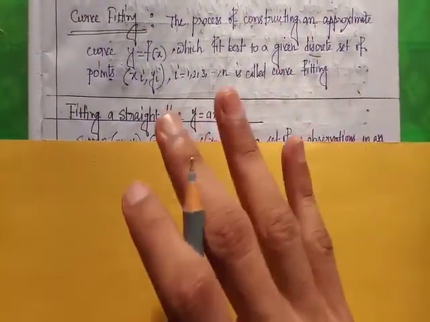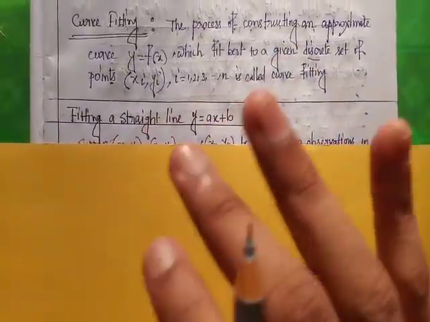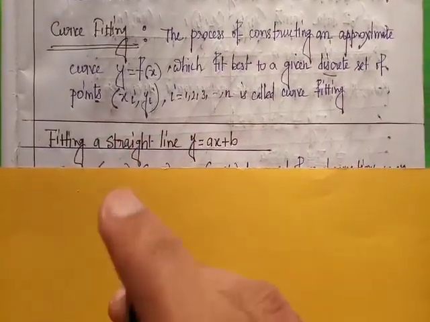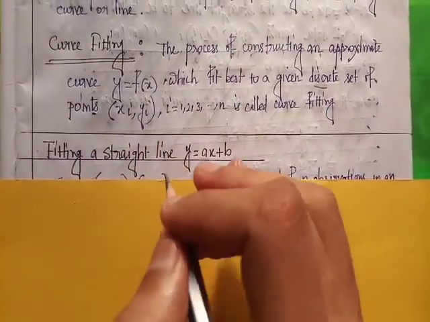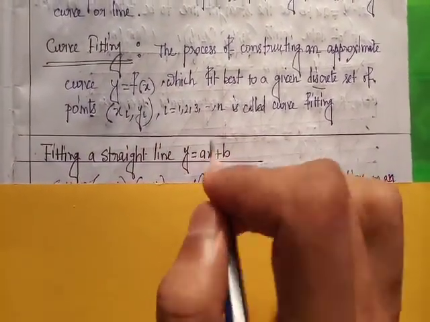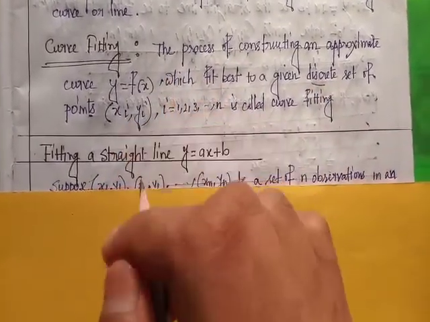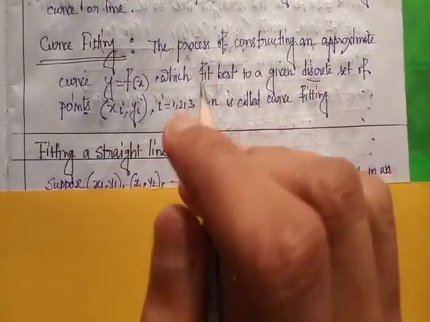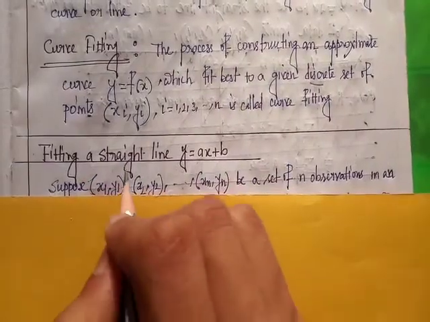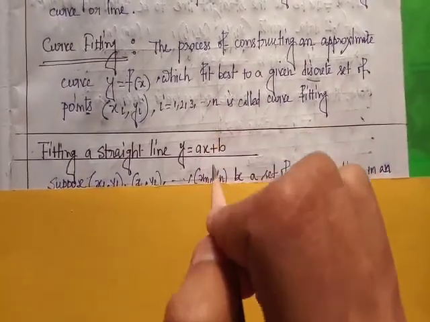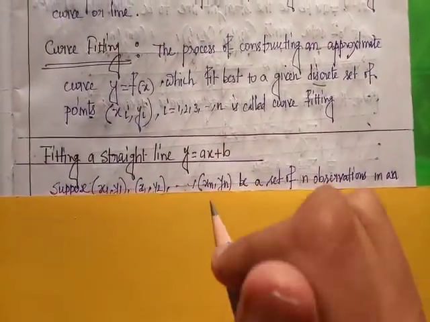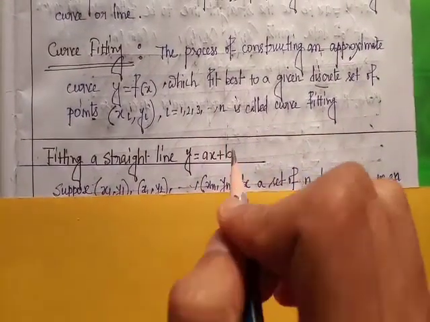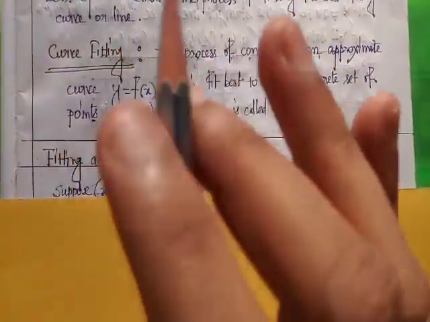Next article is fitting a straight line y equal to ax plus b. That is, we will construct a straight line of the form y equal to ax plus b using the method of least squares, where a and b are constants.